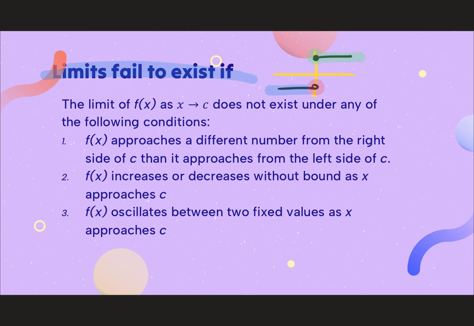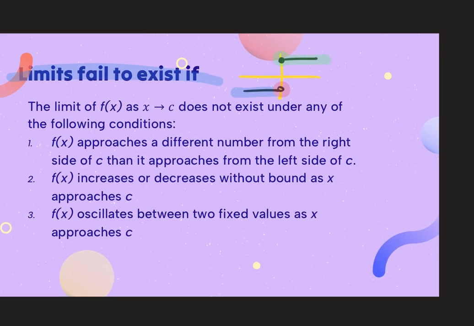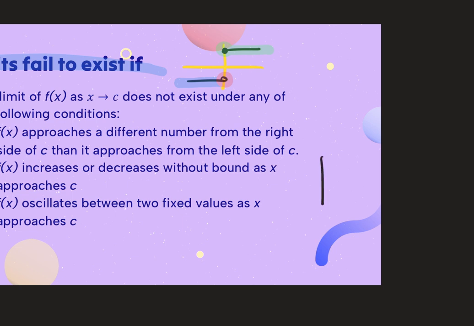The second is if it increases or decreases without bound as it approaches C. So this would be something like a rational function. If I had a vertical asymptote and my graph was going to positive infinity or to negative infinity, they could both be positive, they could both be negative, one could be positive, one could be negative, it doesn't matter. But if it increases or decreases without bound, as let's say this is 2, I would say the limit as x approaches 2 does not exist, okay?